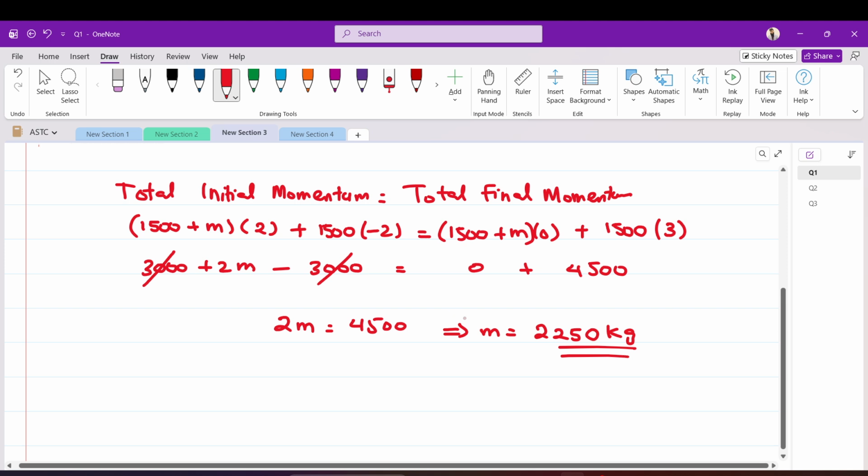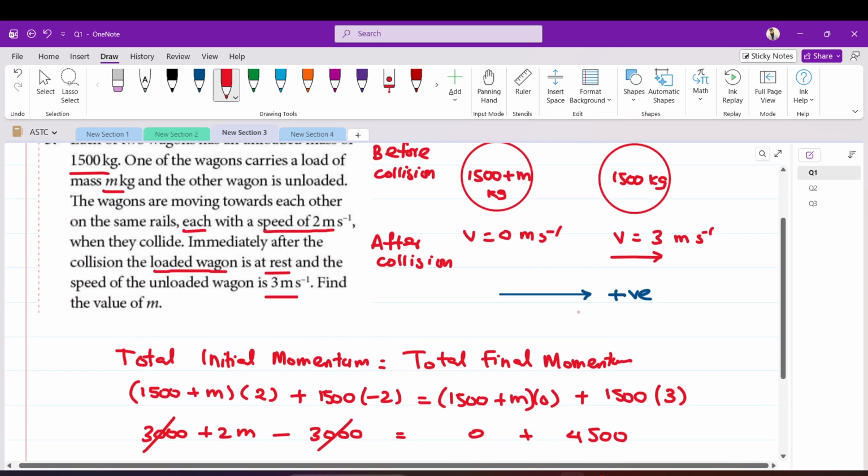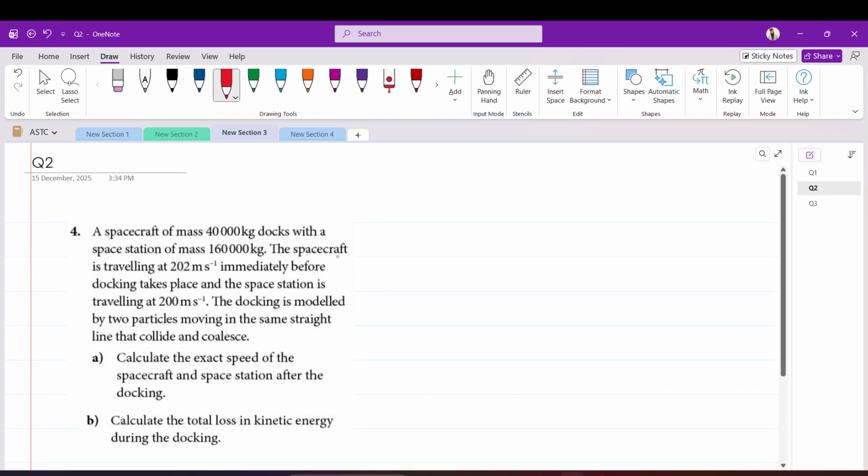Okay, so this is the mass that was loaded onto the wagon. All right, let's move to question number 2.